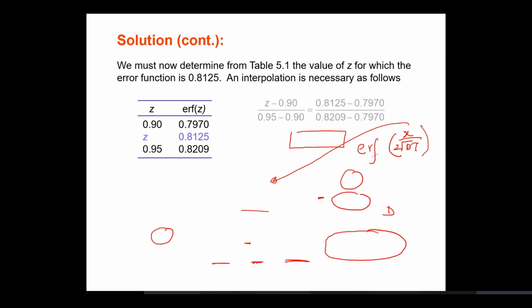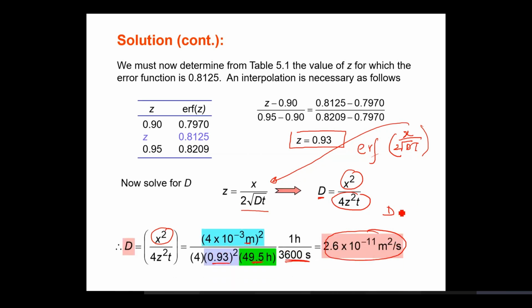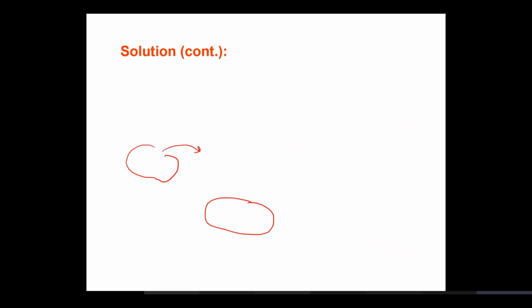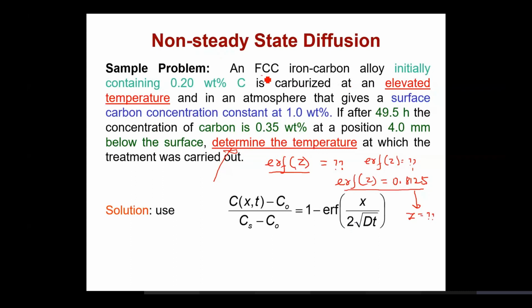So now you will go back and use this diffusion coefficient to find out the temperature. Again, moving back to the Arrhenius equation. Diffusion coefficient given है, D naught, QD you will find out from the table, and using these values you'll find out the temperature. If you go back and look at the statement, it says FCC iron carbon alloy. FCC iron is basically gamma iron, and carbon is diffusing into gamma iron.